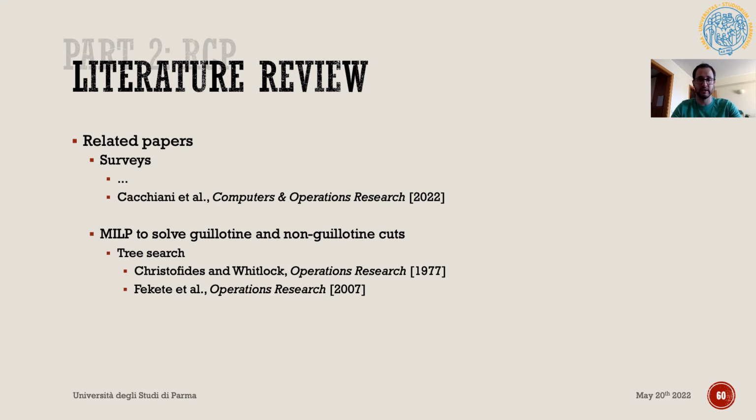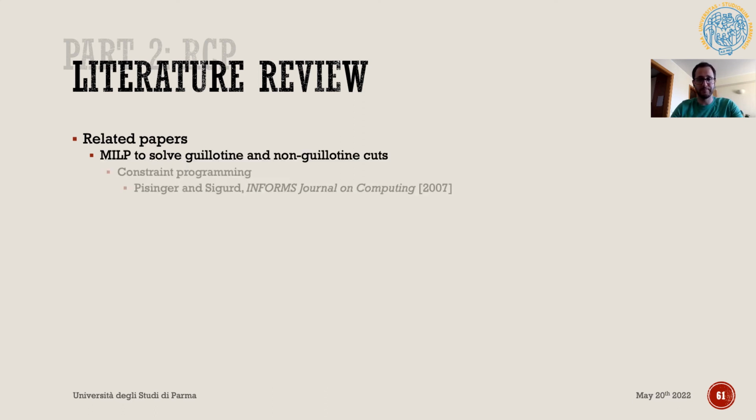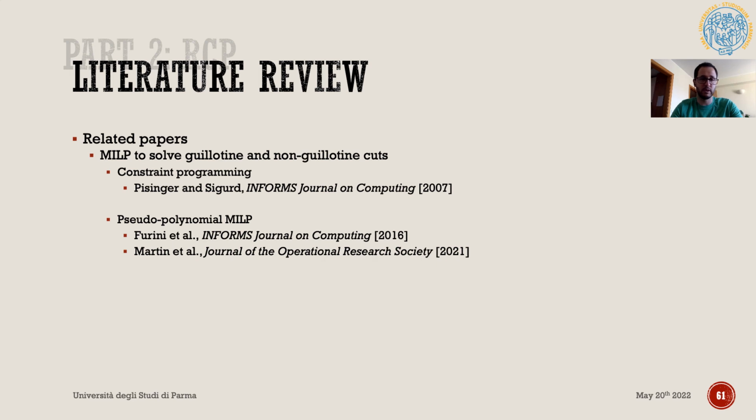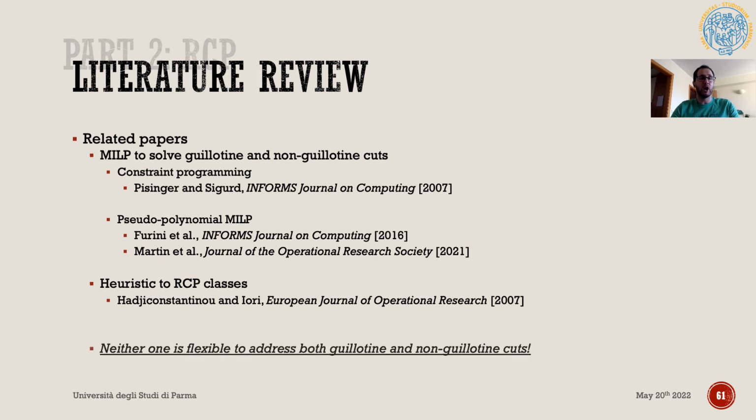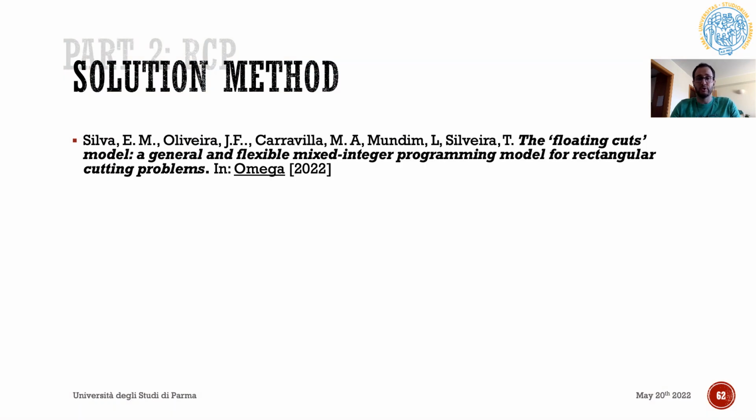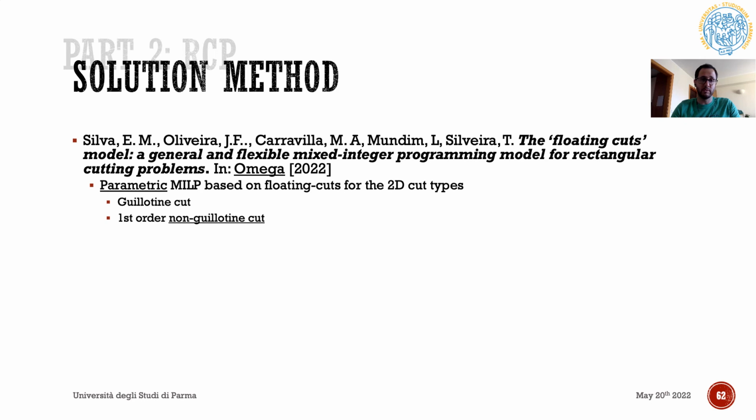solve guillotine cuts. Related to non-guillotine cuts, refer to FICAT. Constraint programming was used for both guillotine and non-guillotine cuts in different algorithms. Additionally, pseudo-polynomial MILP models and heuristic solutions were also proposed to solve RCP problem classes. However, neither one is flexible enough to address both the guillotine and non-guillotine cuts. Therefore, to cover this requirement, we propose a general and flexible parametric MILP model to address both cut types.